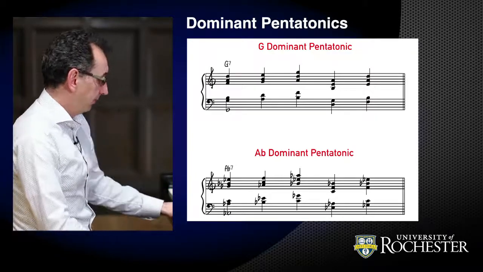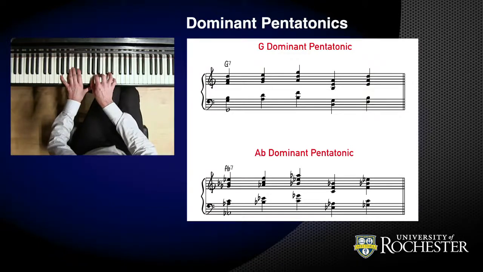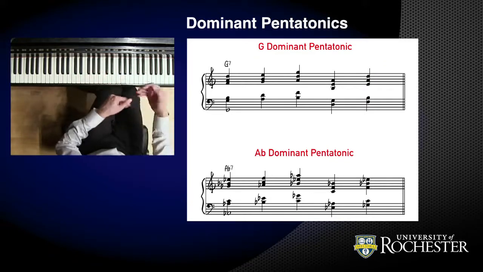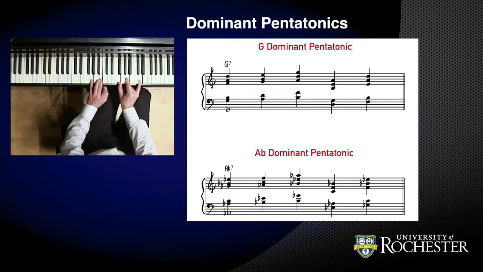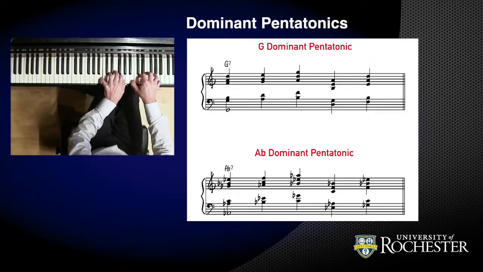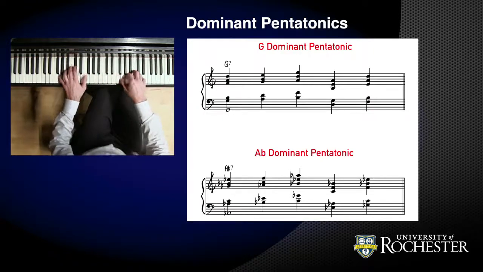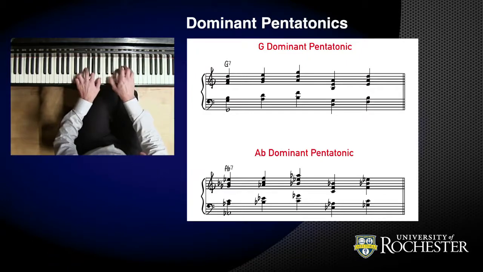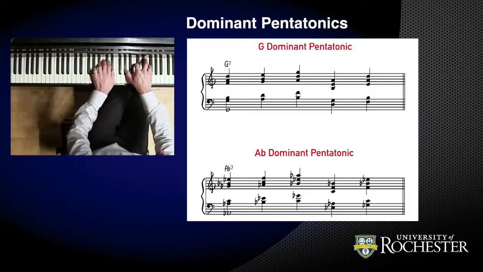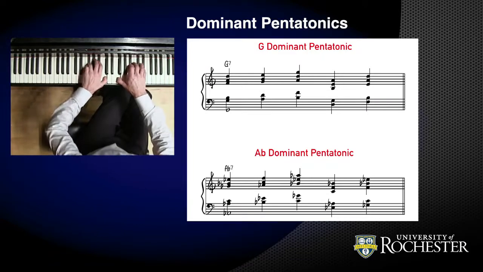So here is your dominant pentatonic on G, and here's your dominant pentatonic on A flat. So again, in keeping with our methodology of generating chordal voicings, just making sure that we have some kind of attractive structure, right? Or one more time. On A flat. Again, we have five different voicings that we can freely use as substitutes of one another. All right.